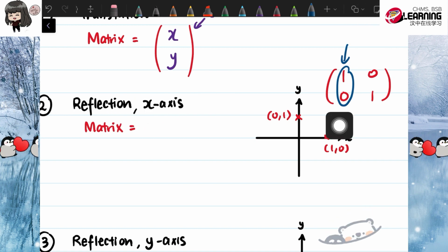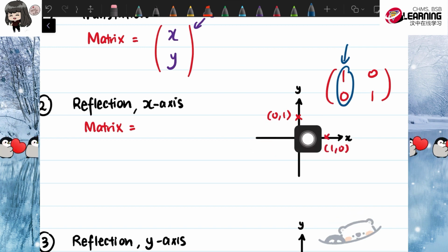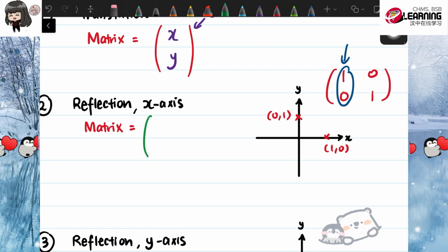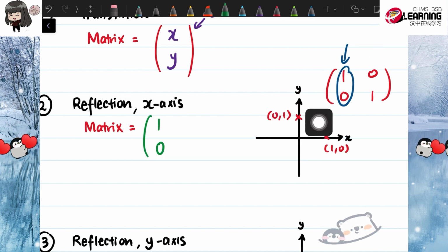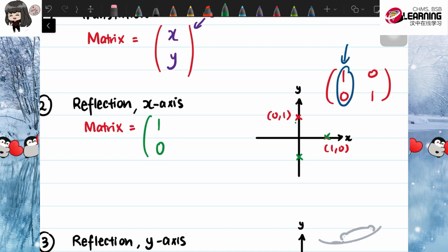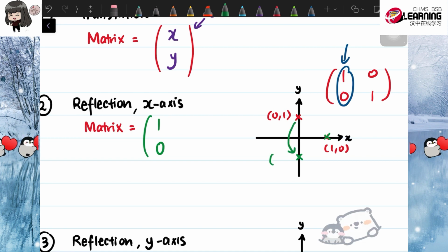This 1, 0 will still be at 1, 0, because if you reflect under x-axis, this point here will still be the same. And this y coordinate is 0, 1, right? If you reflect under x-axis, it will go down here. Am I right? 1, 0 will still be 1, 0. 0, 1 will go down, become 0, negative 1. So it will become like this.